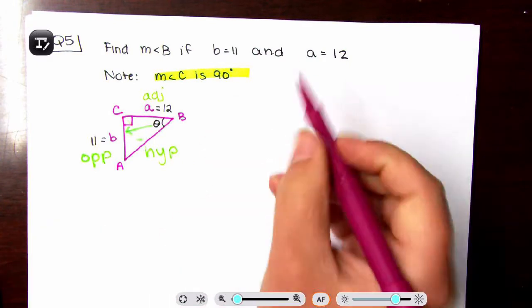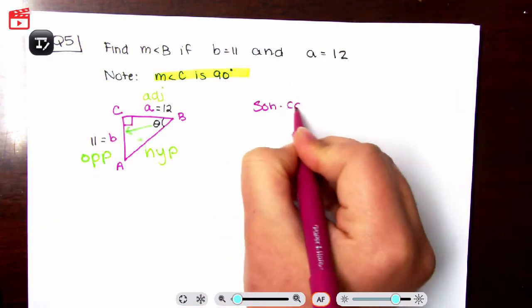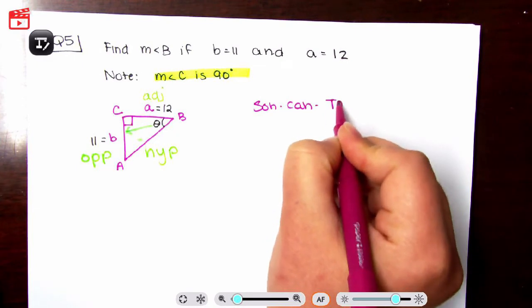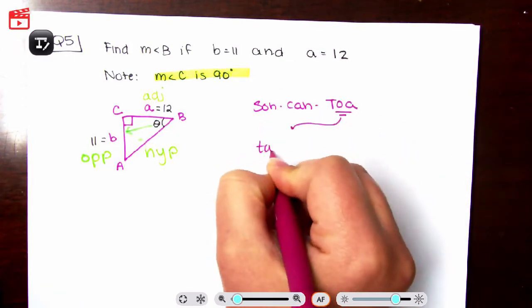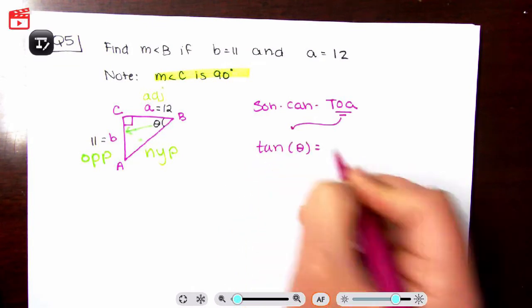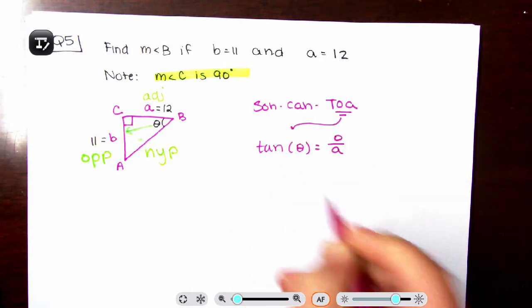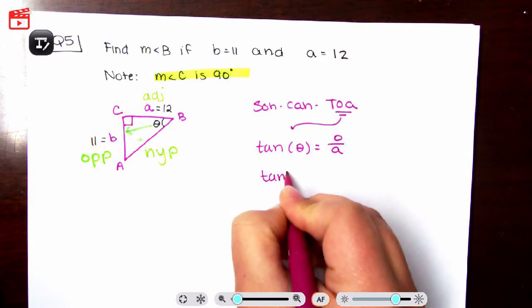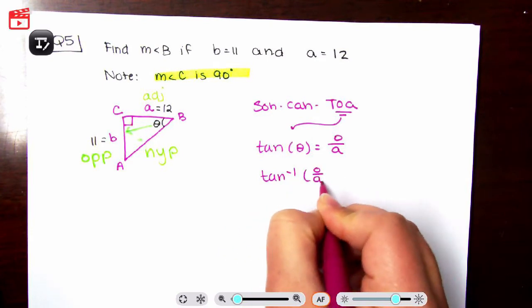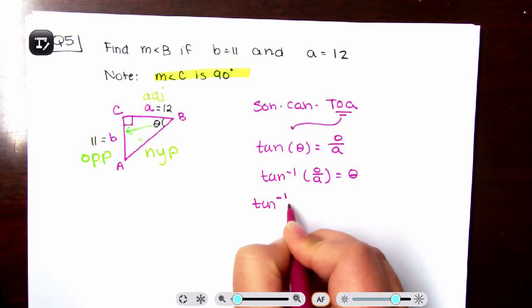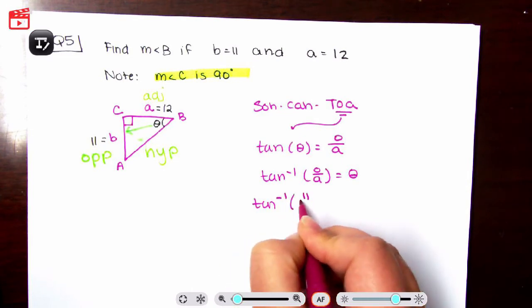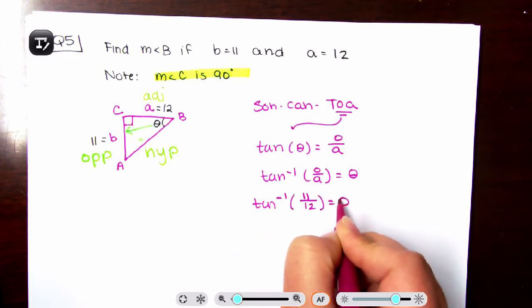Again, SOHCAHTOA. So for SOHCAHTOA, we have adjacent, opposite. So we have tangent of theta is equal to opposite over adjacent. Take the inverse, so inverse function equals theta. So we have tangent inverse or inverse of tangent. Opposite was 11, adjacent was 12. Type that into the calculator.